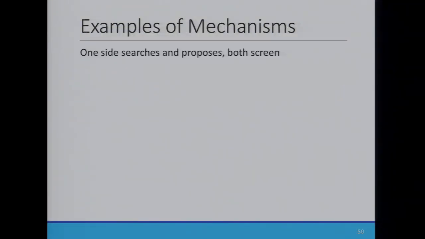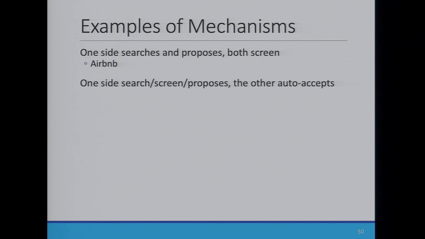So here are some examples of different mechanisms that are used in practice. One possibility is just let one side search and propose, but both sides can screen. So this is like what happens in Airbnb. Or we can say one side does all the search, screening, and proposing, and the other one has to auto-accept. So this is like Airbnb Instant Book, where they just post their property and they don't get any say in the matter. If somebody wants to book it, they can. Or Mechanical Turk, where the requesters are just posting their jobs.